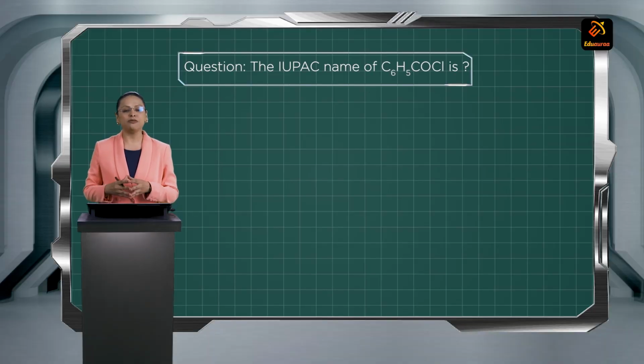Coming to the next question, the IUPAC name of the C6H5COCl is.